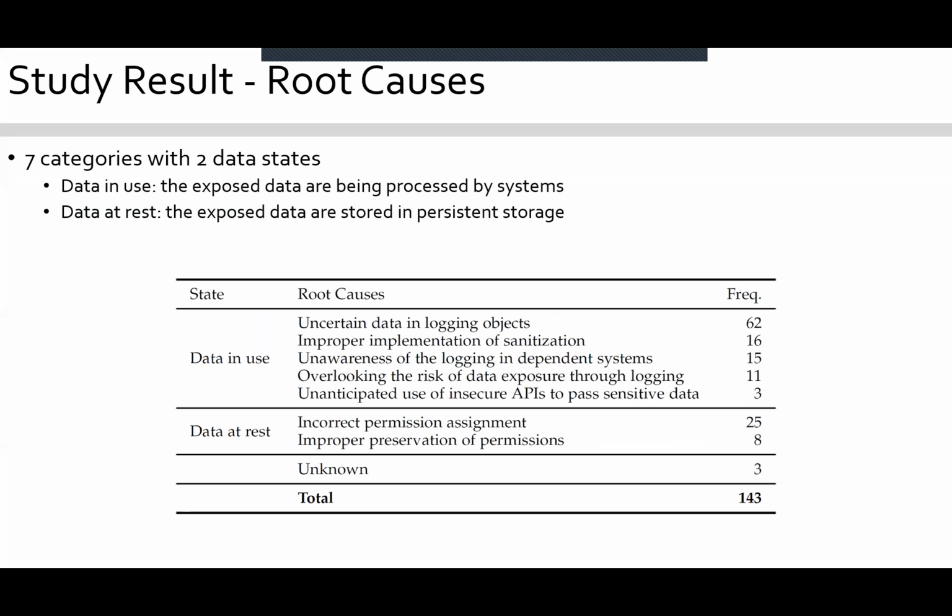By following the card sorting approach, we divided these vulnerabilities into 7 categories with 2 data states. There are 5 categories related to the data in use state, which means the exposed data are being processed by systems. The remaining 2 root causes are related to the data at rest state, which implies that the exposed data are stored in persistent storage. I will explain the first 2 root causes in detail.